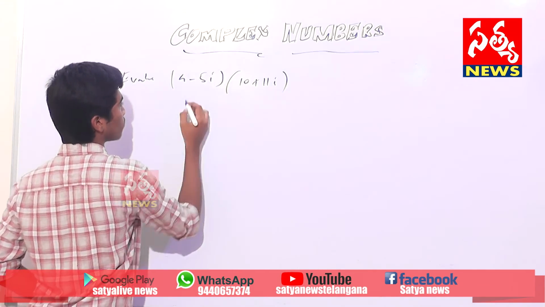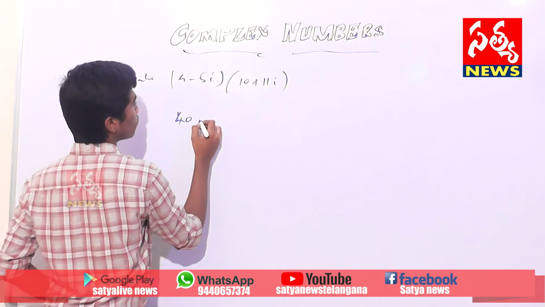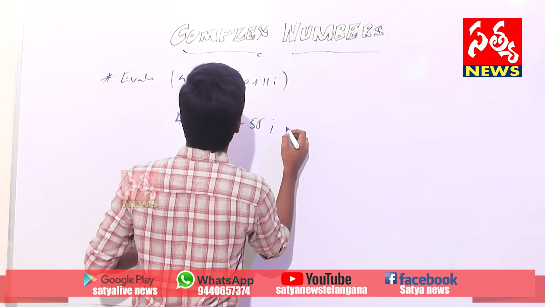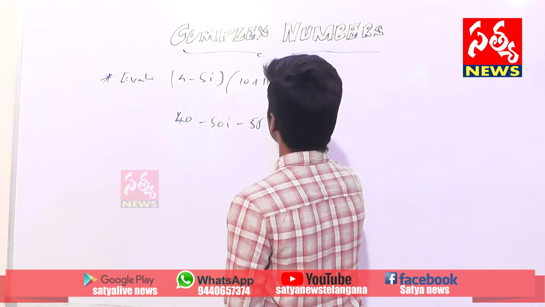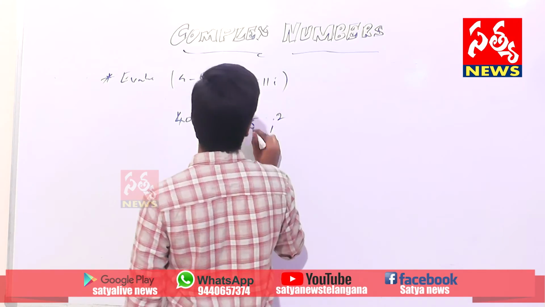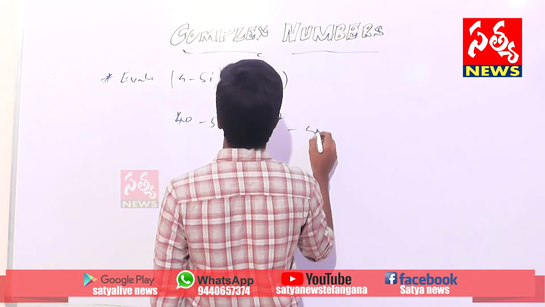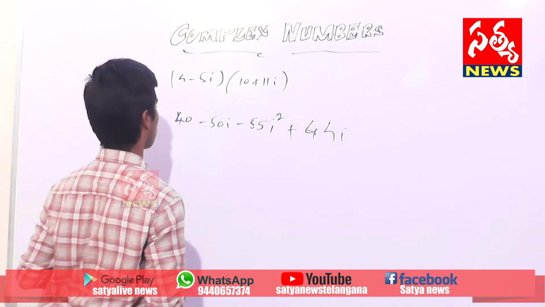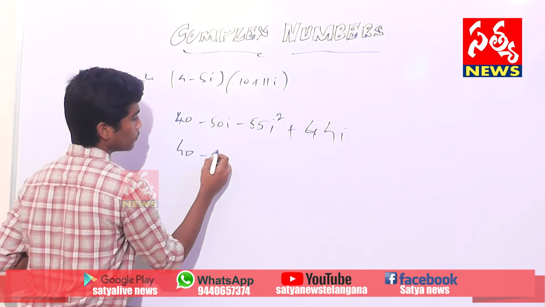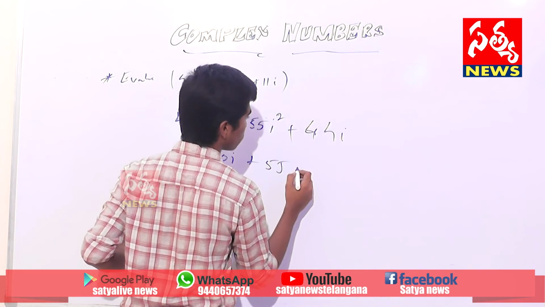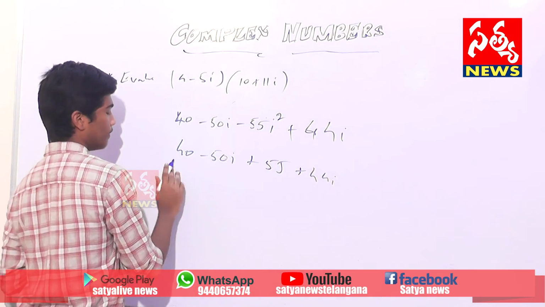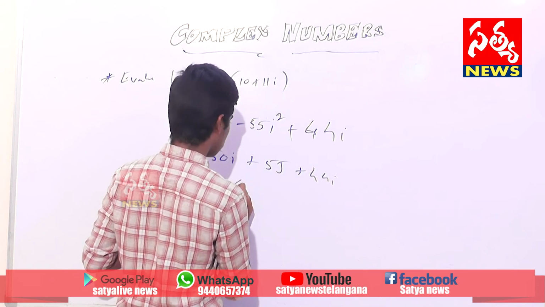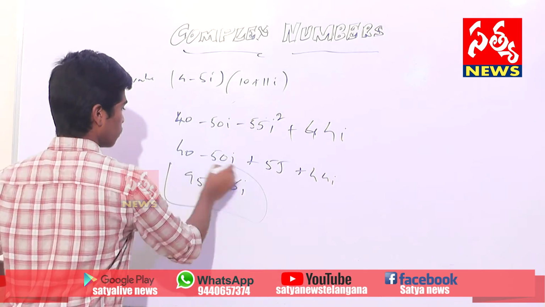Directly multiplying: 4 into 10 is 40, minus 50i, minus 55i, minus 55i square. Now 55i square becomes plus 55. So 40 plus 55 is 95, and minus 50i plus 44i is minus 6i. So 95 minus 6i is our answer.